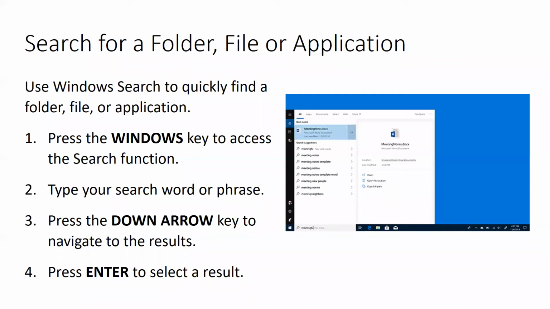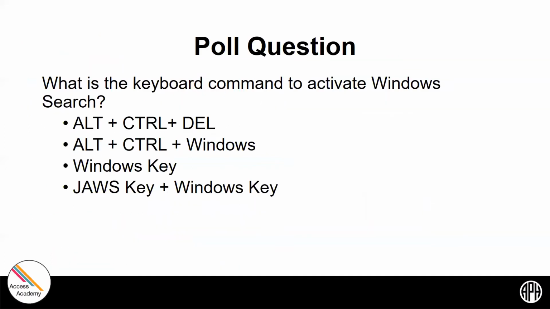Right. And this poll question is, what is the keyboard command to activate Windows search? Your choices are Alt plus Control plus Delete, Alt plus Control plus Windows, the Windows key by itself, or JAWS key plus the Windows key. Which one is going to bring up Windows search? Alt Control Delete, Alt Control Windows, Windows key, or JAWS key plus Windows key?